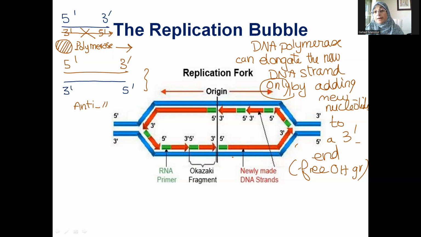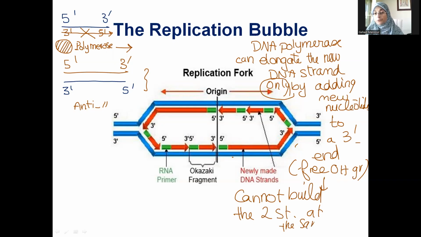And therefore, according to this, it cannot build the two strands at the same time. So what will DNA polymerase do? It will make a U-turn and build the new strand in this way. In this way, if it builds the new strand, yes, it will be building in the direction 3' to 5', and this is okay because 5' here is complementary to 3' here, and 3' is complementary to 5'.